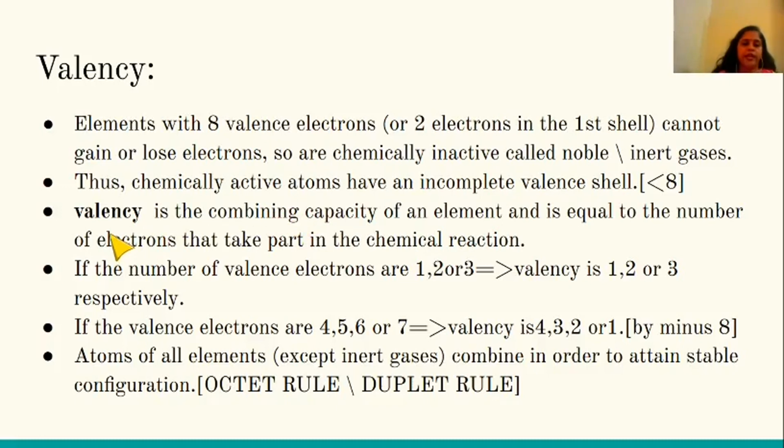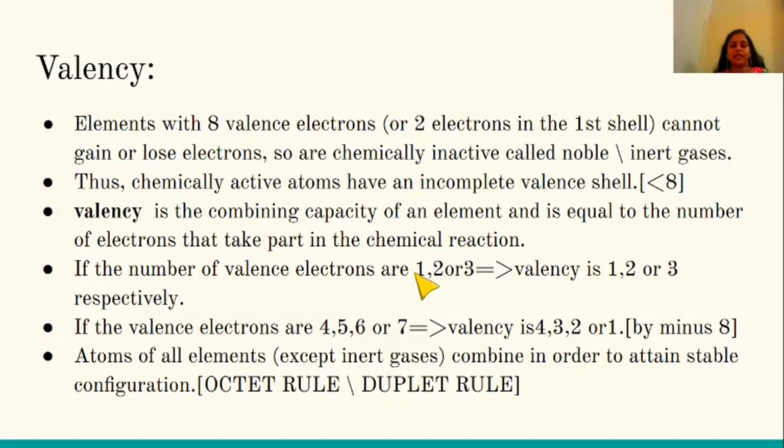Okay, next we come to valency. It is the combining capacity of an element. You know it very well. It is equal to the number of electrons that take part in the chemical reaction. So, if there are 2 electrons participating, valency is 2. If there are 3, the valency is 3. So, it depends upon that. How? If the valence electrons are 1, 2 and 3, they have a tendency to lose them. So, their valency is directly 1, 2 or 3.